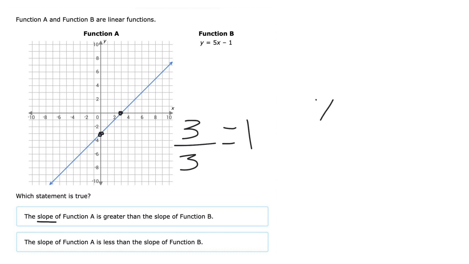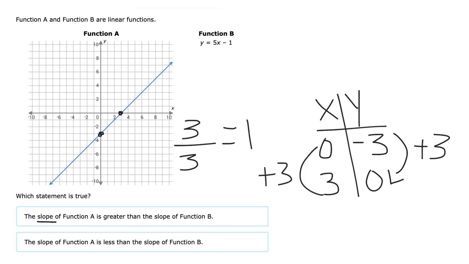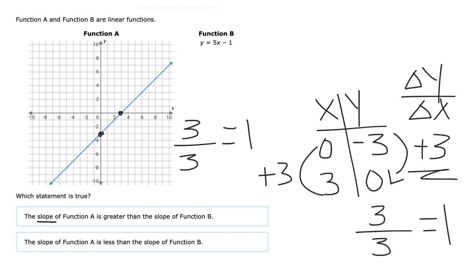If you don't understand how I did that rise over run, you can put those points in your table. Our first point was (0, -3), and our second point was (3, 0). To get from -3 to 0, I added 3. To get from 0 to 3, I also added 3. And remember, it's the change in y over the change in x, so my y goes on top. So my slope would be 3 over 3, which equals 1. Regardless of which method you use, the slope is 1 for function A.